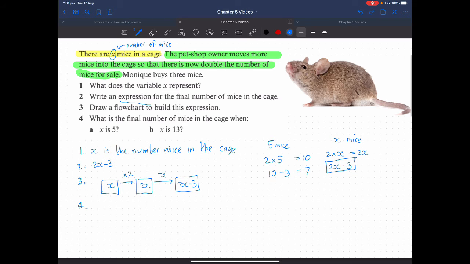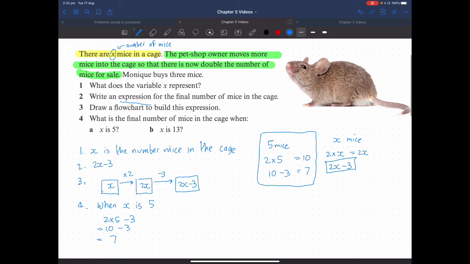Question number 4 says to us, what is the final number of mice in the cage when X is equal to 5? Just like my example just now, we know the answer is going to be 7. So when X is 5, I have 2 times 5 minus 3. 2 times 5 is 10. So I have 10 minus 3. 10 minus 3 is 7. And you can see that was the same as what I did at the start as a trial.